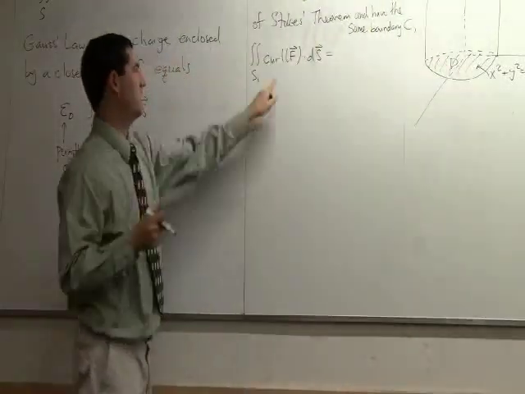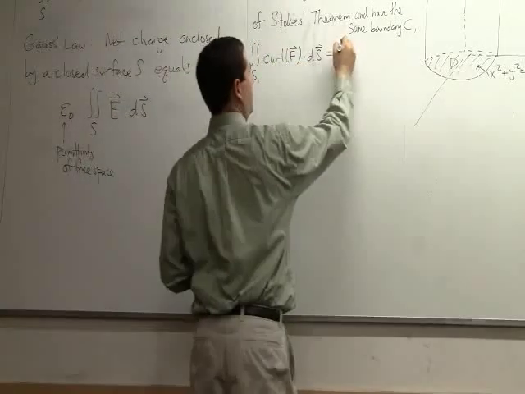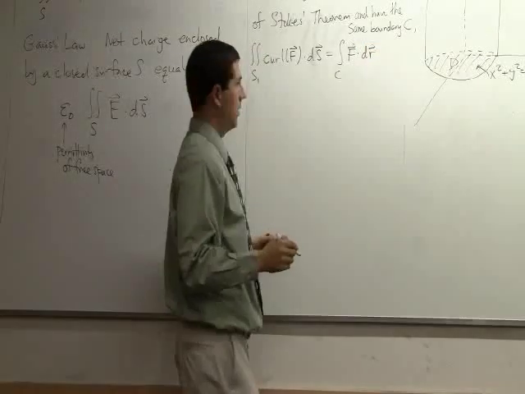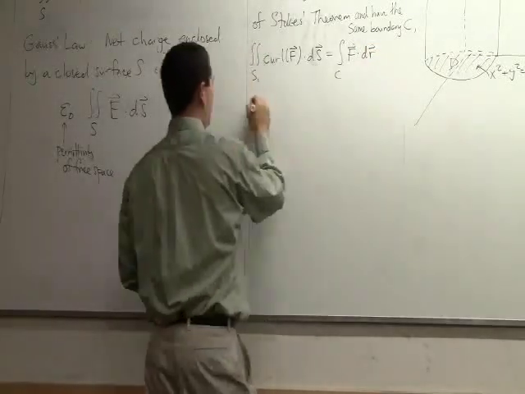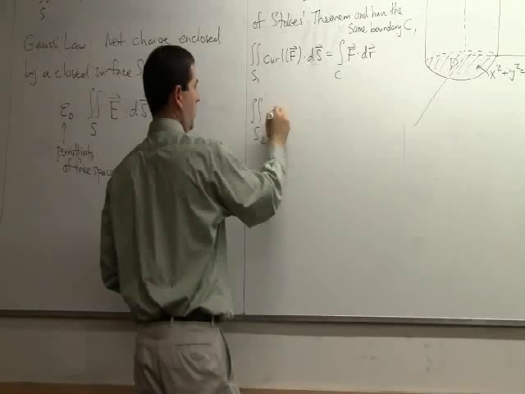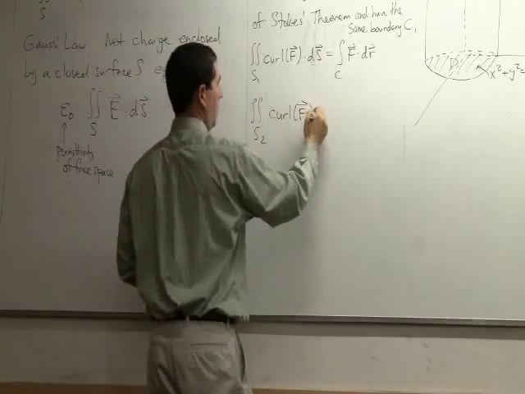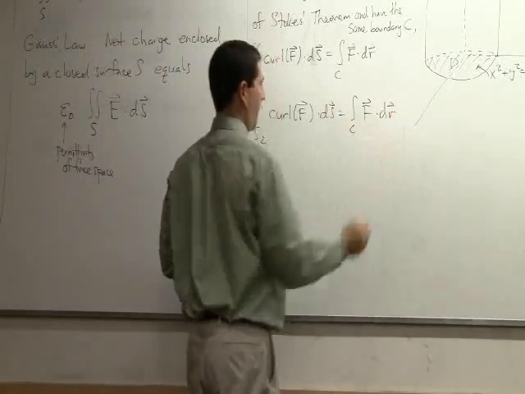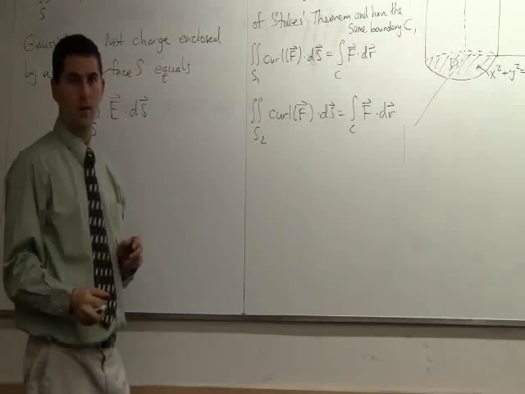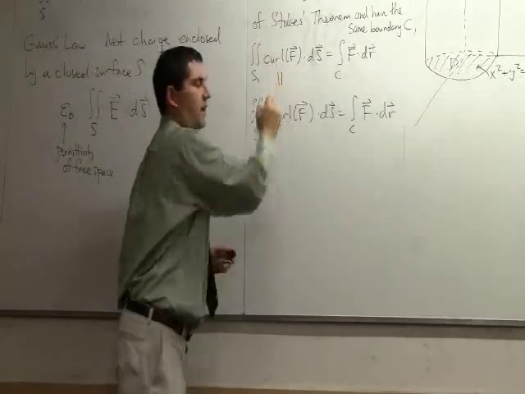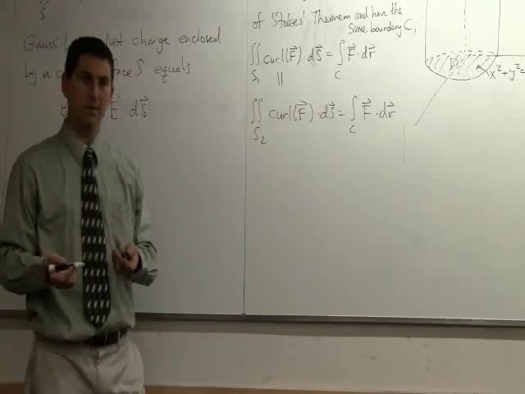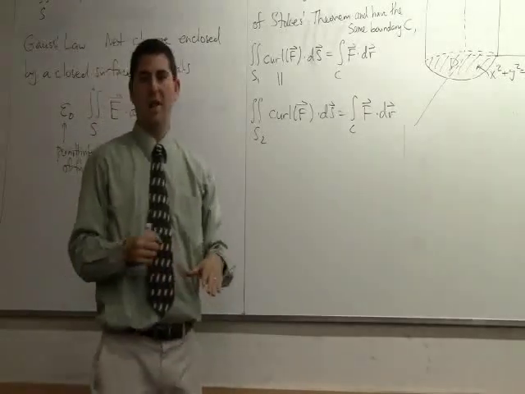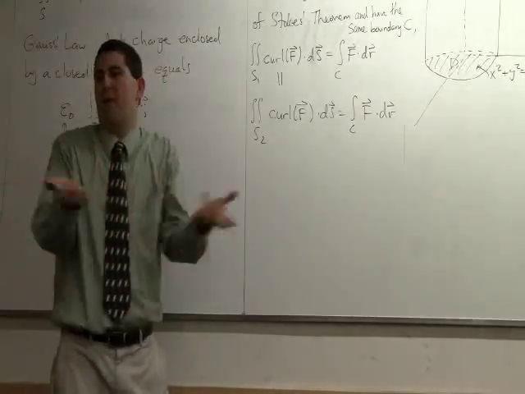So I know by Stokes' theorem that if I integrate the curl over S1, it's the same thing as the line integral over C. On the other hand, I also know that if I integrate the curl over S2, I get the line integral over C. And so, in fact, you must get the same surface integrals, because they're both equal to the same line integral. So it's a form of path independence again.